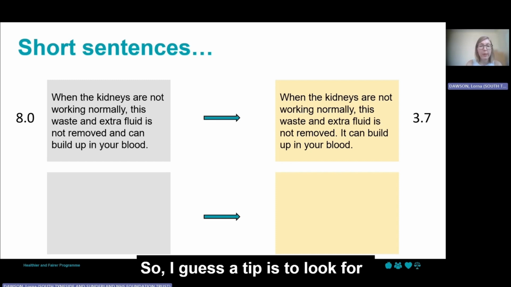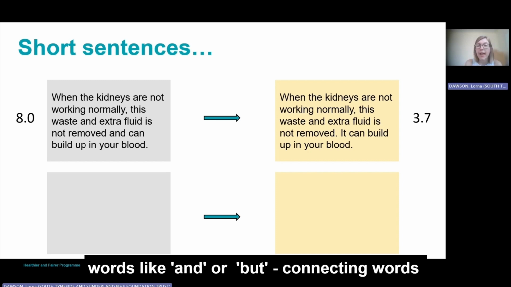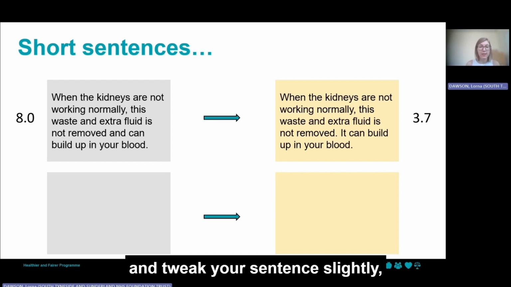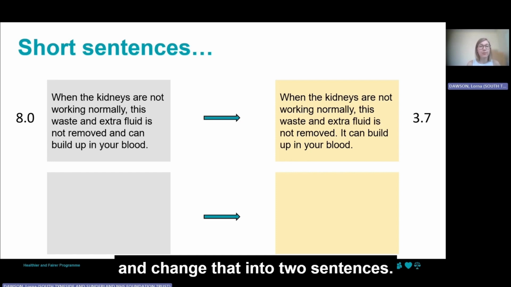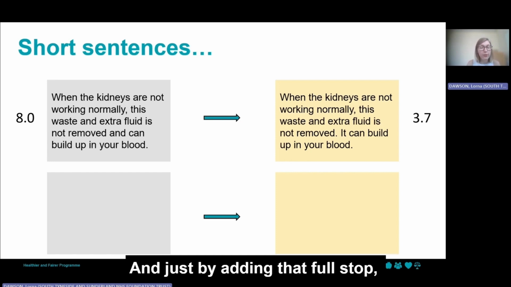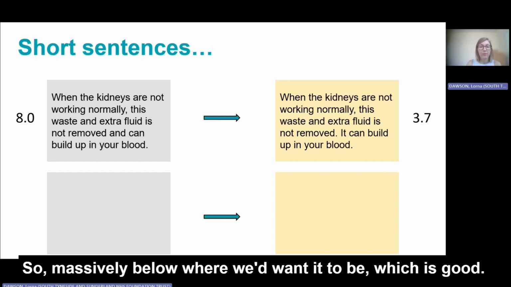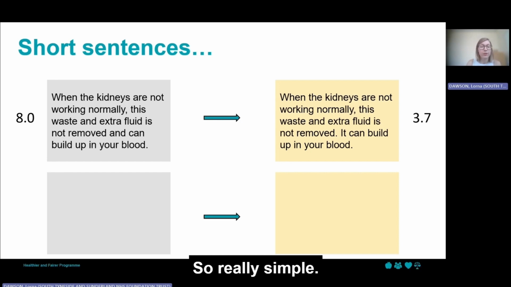So I guess a tip is to look for words like and or but, connecting words, and you can usually swap those for a full stop and tweak your sentence slightly, and change that into 2 sentences. And just by adding that full stop, the reading grade has gone down to 3.7, so massively below where we'd want it to be, which is good. So really simple.